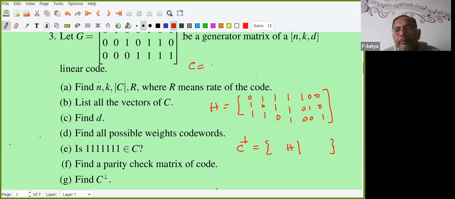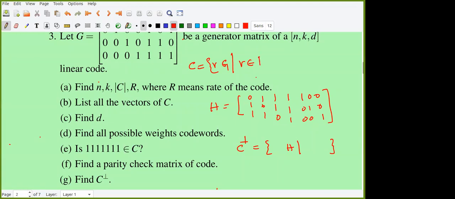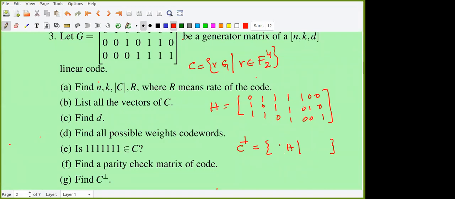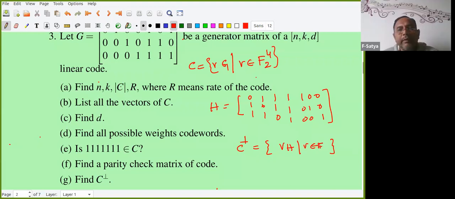C is equal to VG, right, such that V belongs to where? Where V belongs to? F2 to the 4. F2^4, correct. So I'm changing all the vectors, multiplying with G, and I'll get all the vectors in C-perp, right? Multiply with F2^3. F2^3, very good. Okay, so very nice actually.